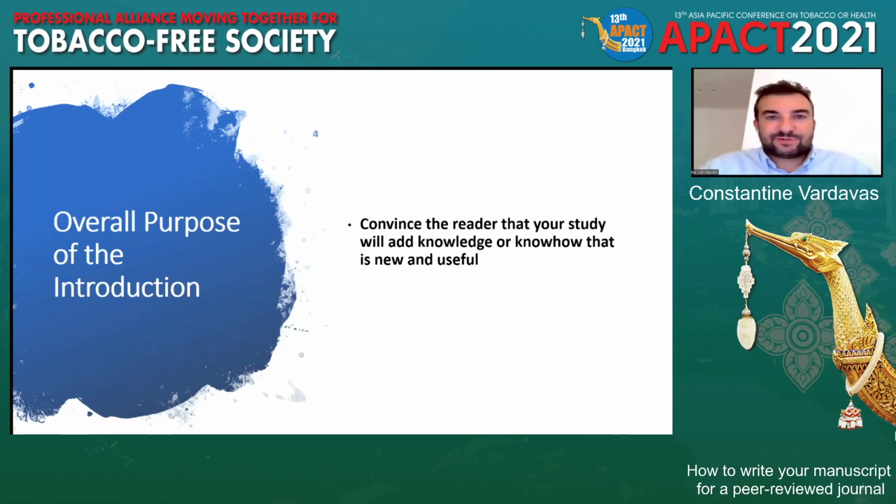Same thing with a manuscript. An introduction is short, it's concise, and it must convince the reader that your study will add knowledge and is somehow useful. So there are some steps, some aspects of an introduction.